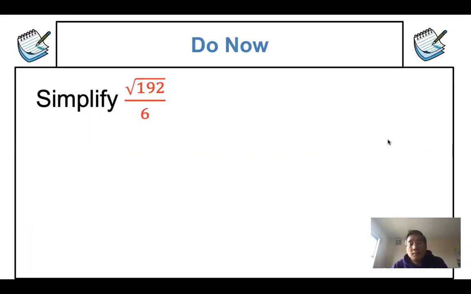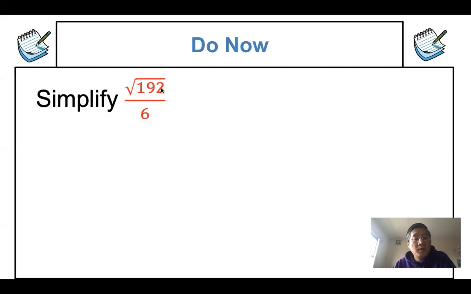Before we do our lesson, let's start with how to simplify, because we need to know how to simplify the square root, right? Do you remember how to simplify the square root of 192? Yeah, so we need to find out the highest perfect square as a factor for this 192, right? If you can find it in your brain, it's good.